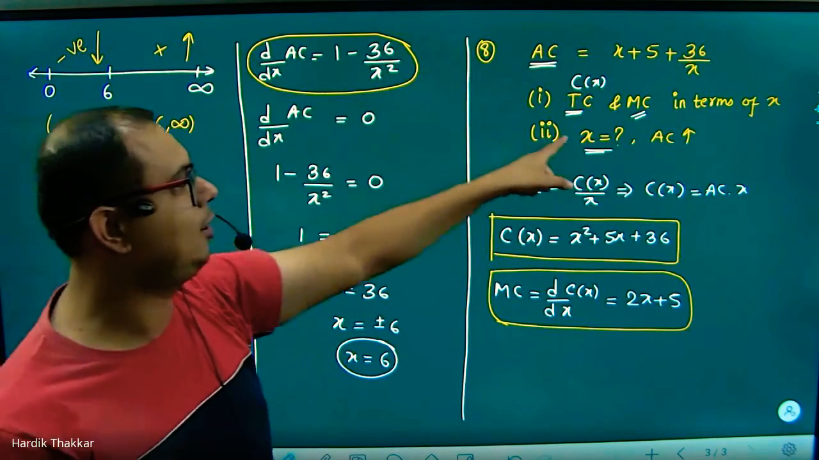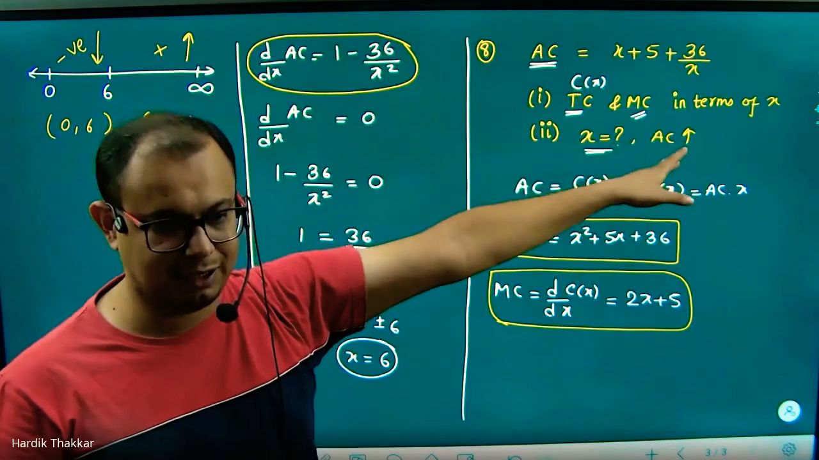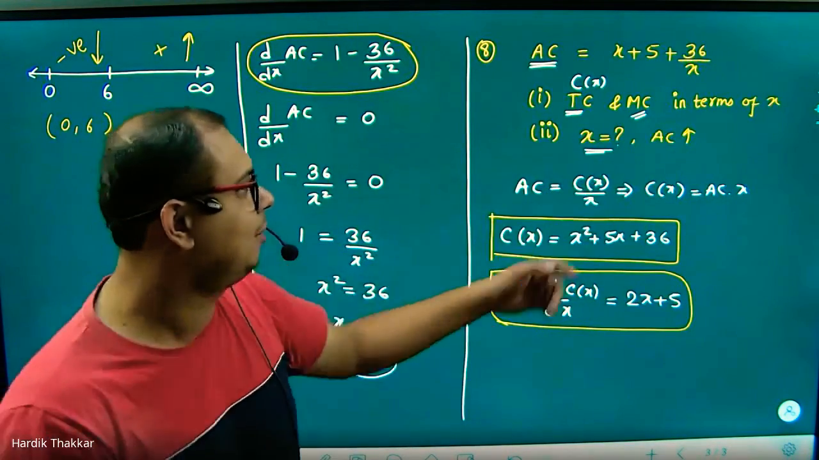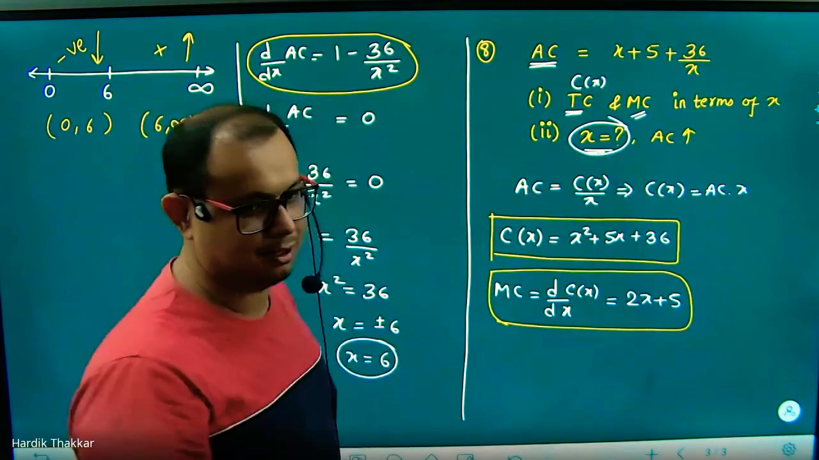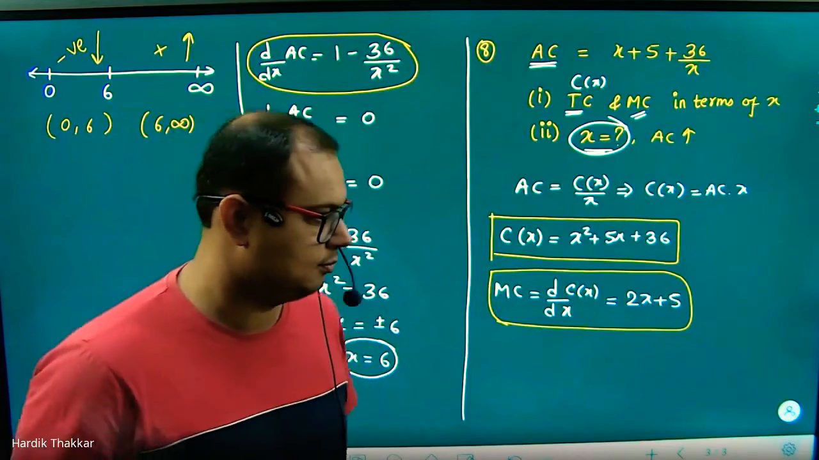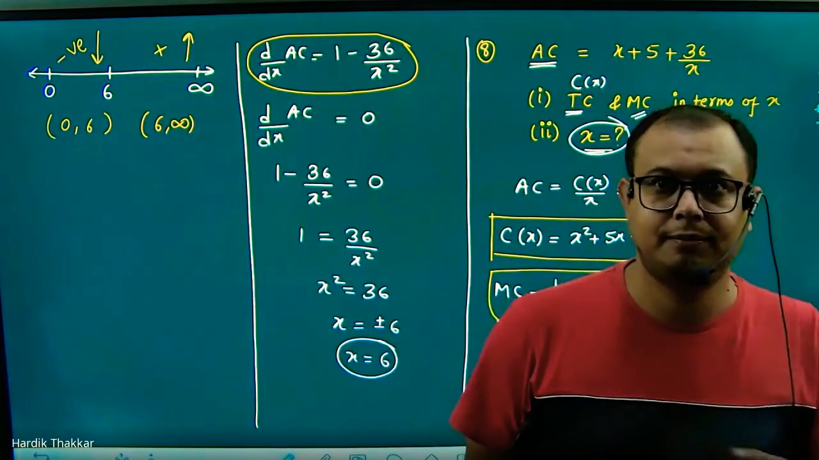So at what value of x does it start increasing? The value is 6. From 6 to infinity it is increasing, but the start value is 6. So we will write x is equal to 6. Okay, clear?